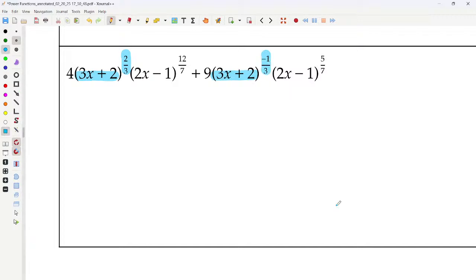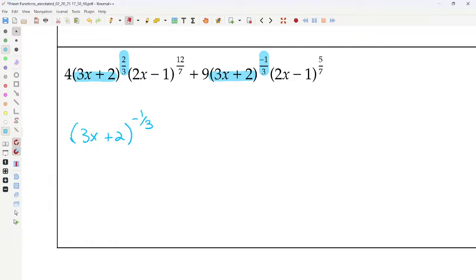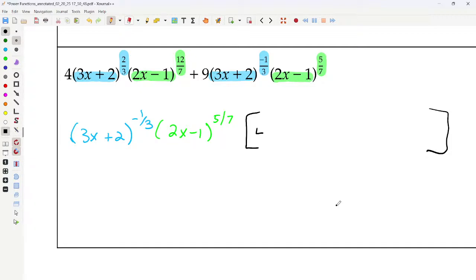So we're going to factor out the smaller exponent. Smaller, if I think of a number line, 0 is small, then the numbers go bigger. But if you keep going left, the further left on a number line, the smaller it is. Negative 1/3 is smaller than 2/3. 2x minus 1 is also shared between the two terms. 5/7 is smaller than 12/7. We have a 4.